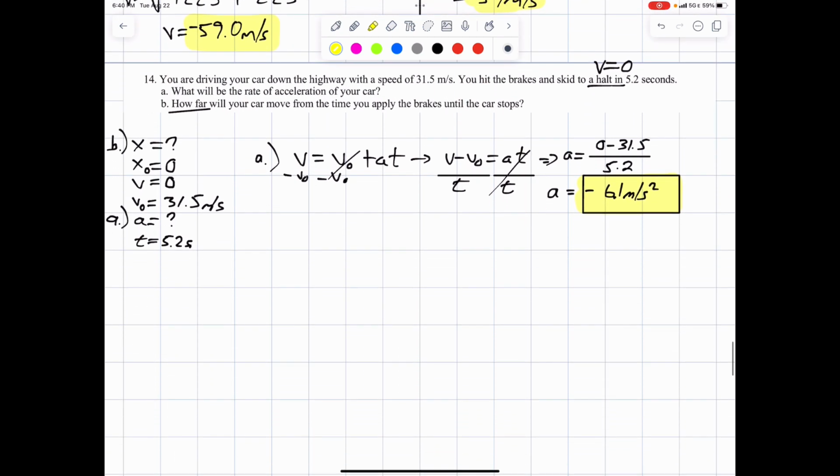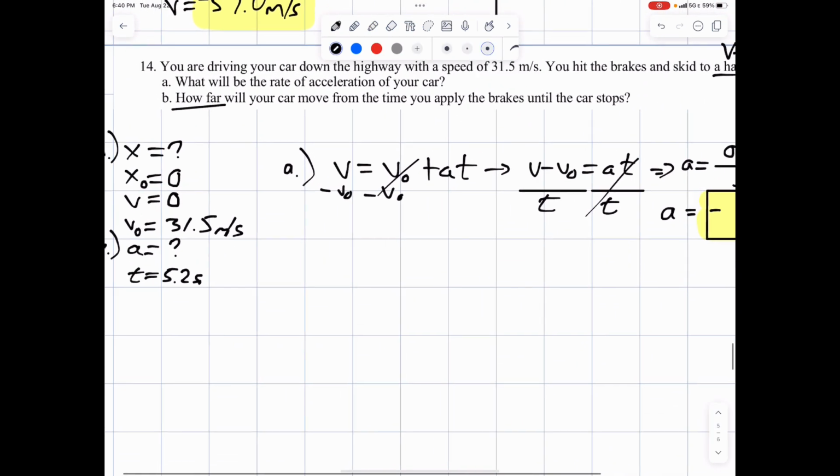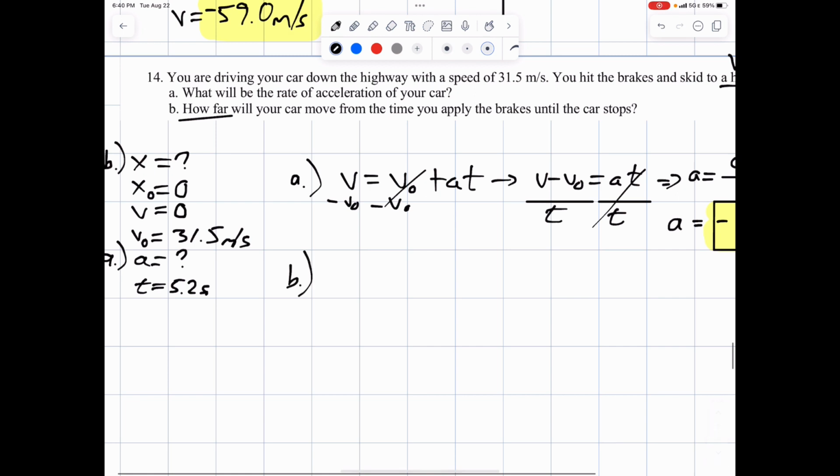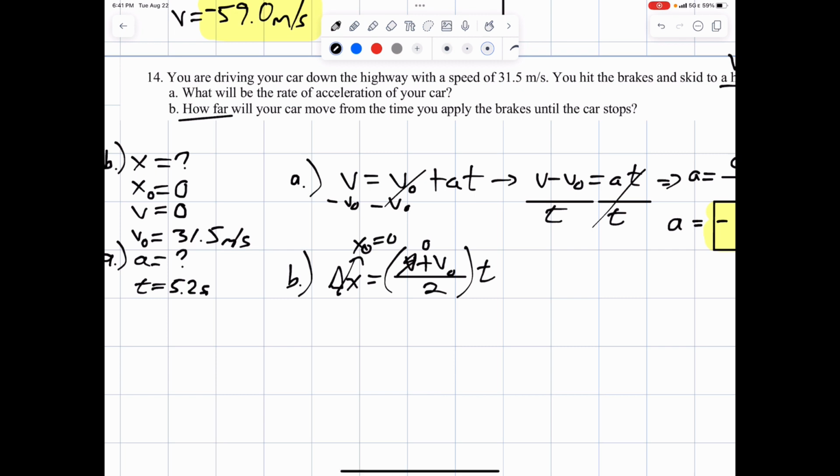Okay, now part B says how far will it have moved? Well, you could use equation number 9 or equation number 11 if you want. Delta x equals (v plus v naught) over 2 times t. You know that it's going to come to a stop, and you know that x naught also equals 0, so this is just going to be x. So x would equal, what's left over? v naught times t over 2.